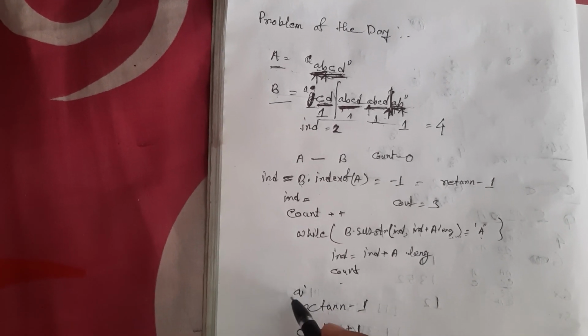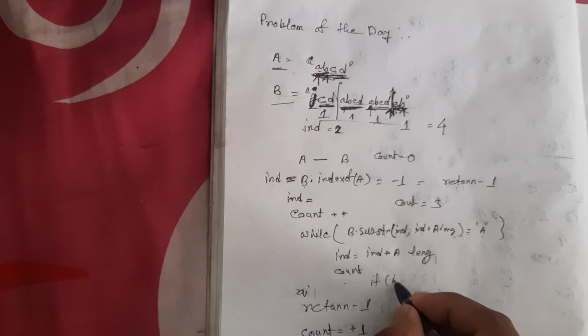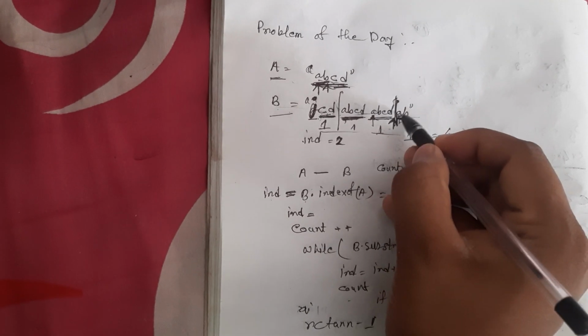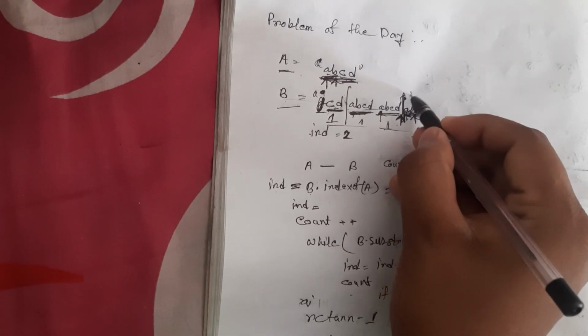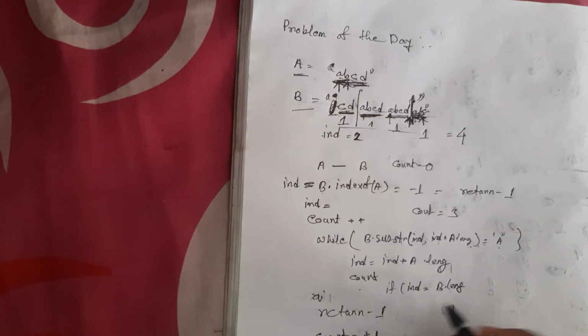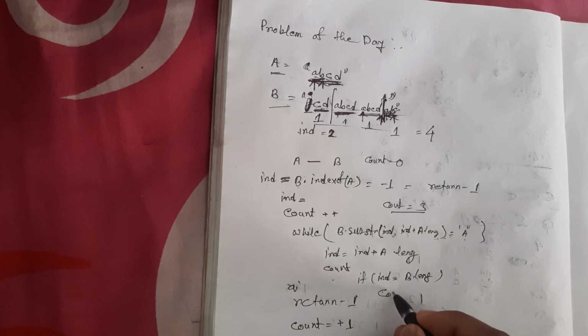And before doing this checking, we need to check whether the index is b dot length or not. If it is b dot length, that means this ab is not present and we are at the last position. So in that case we need to just return the count we are getting.